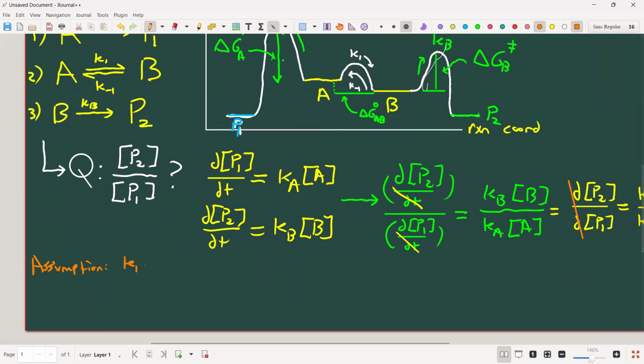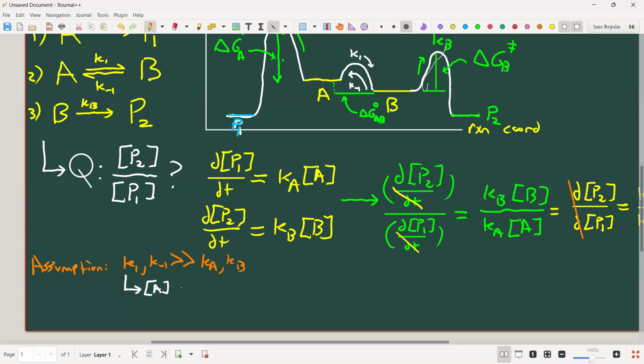again is that K1 or K minus 1, which is again the rate that converts A and B, are much faster than KA or KB. So the idea is that A and B are constantly moving back and forth, right? They're constantly exchanging, and occasionally one of them will react to form the products. Okay, so A and B are exchanging rapidly. And what assumption can we then apply to A and B?